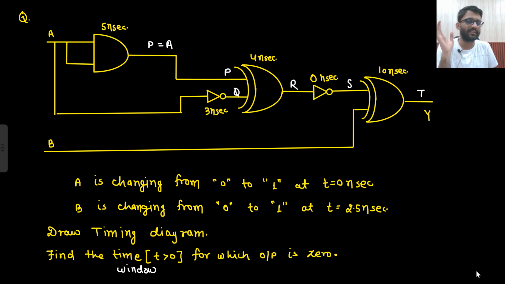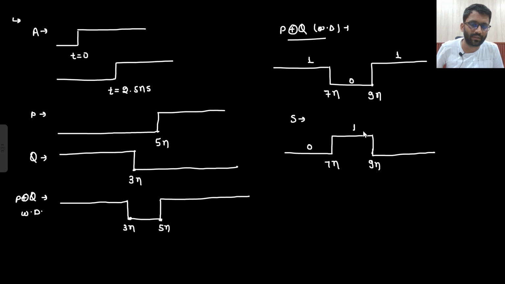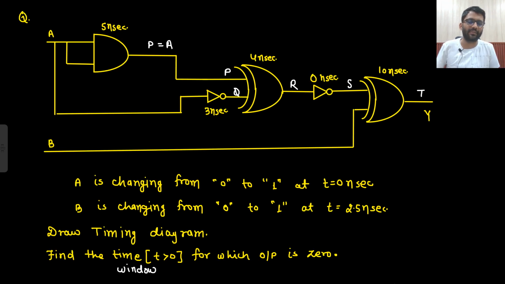From R to S, this is simply inverted. R to S is simply inverted without any delay, because this is having 0 nanosecond delay. So S waveform I will draw, simply inverted. This is 7 nanosecond, 9 nanosecond, 0 to 1, 1 to 0. This is my S. So S and B is coming.